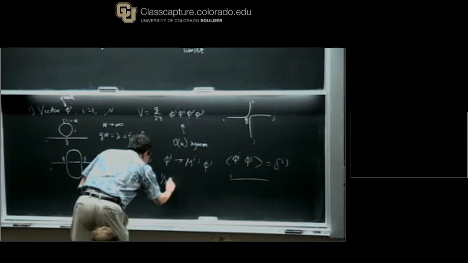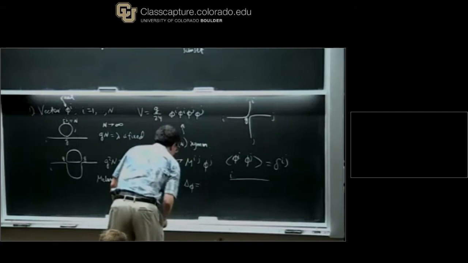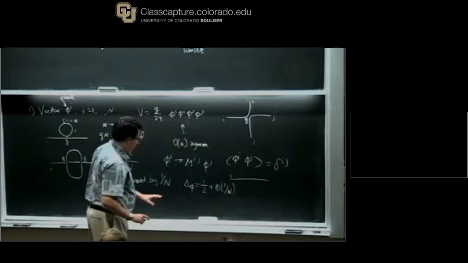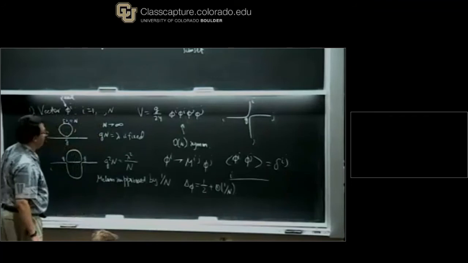So basically the fact that all these diagrams with melons are suppressed tells us that the dimension of phi, for example, in this 3D O(N) model will be 1/2 plus something of order 1 over N. And this indeed looks like, even for the Ising model which I mentioned, the exact scaling dimension is very close to 0.5.